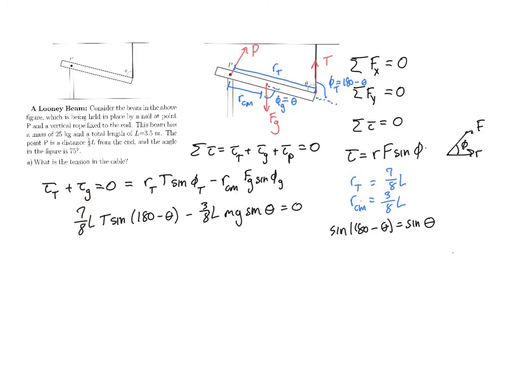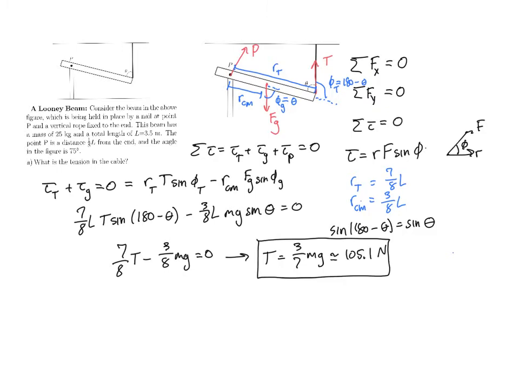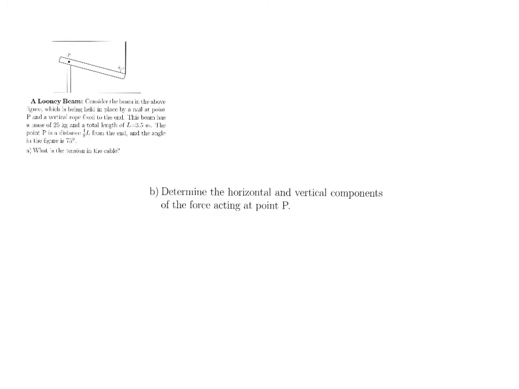And we also have an L in both terms, so that L drops out, and we end up with something that's pretty simple. It looks like that, and now we can just solve for the tension. That is 3/7 mg, which works out to be about 105.1 Newtons. So that's the answer for part A, the tension in the cable.